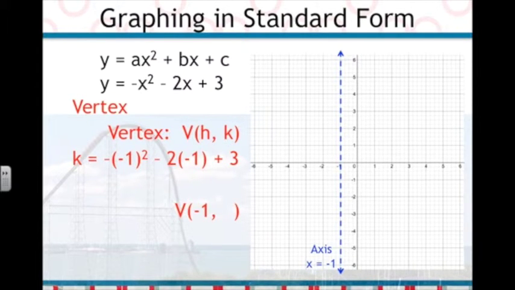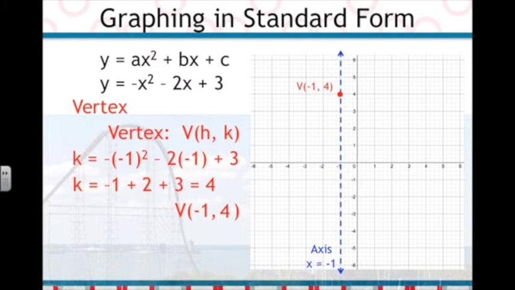Be careful when simplifying this. Negative 1 squared equals negative 1 because negative 1 squared is positive 1 and then that is made negative. Also, negative 2 times negative 1 is plus 2. So now we have k equal to negative 1 plus 2 plus 3 equals 4. That means that our vertex is the point negative 1, 4, and we can plot that on the graph.